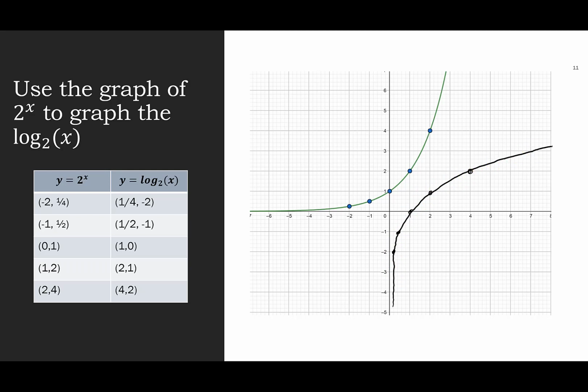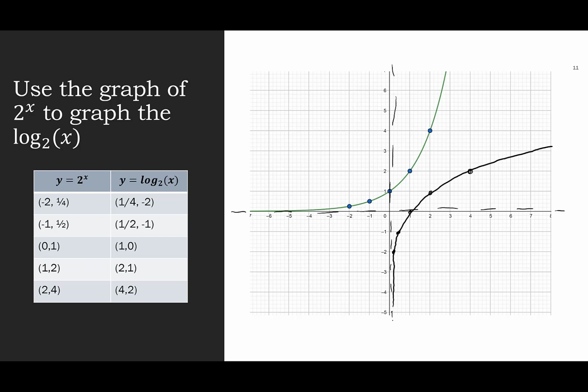You can see a lot of things that are opposite. 2 to the x had a y-intercept. Log base 2 of x has an x-intercept. There was a horizontal asymptote for 2 to the x, and that was along the x-axis, so I have a vertical asymptote along the y-axis for my log.